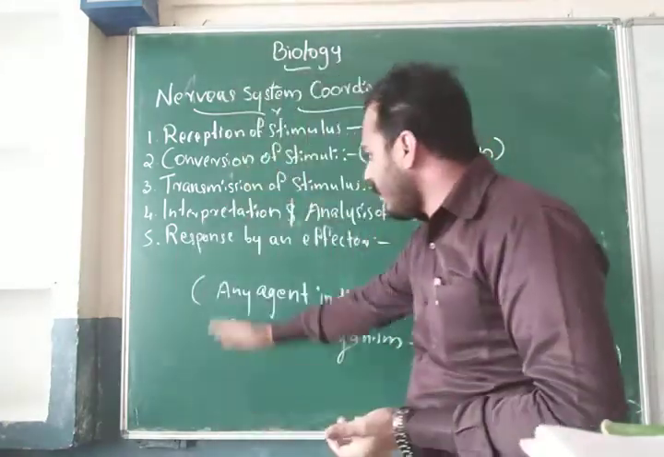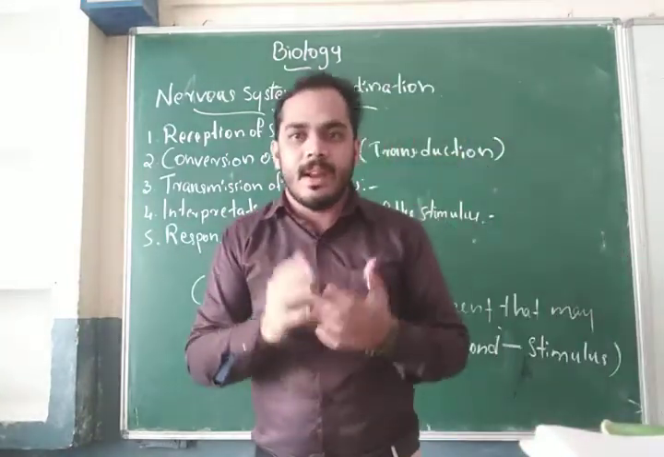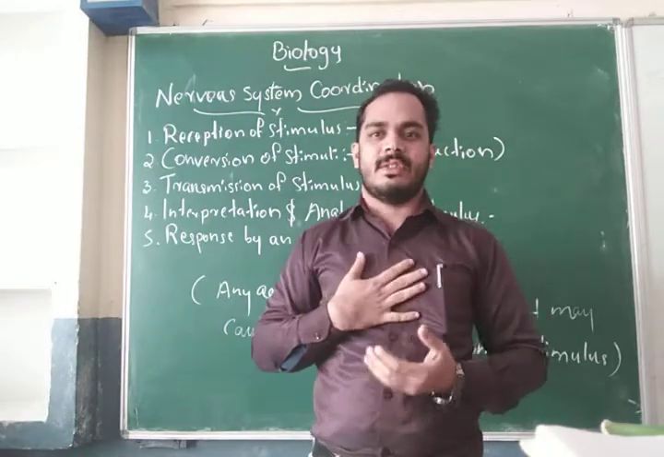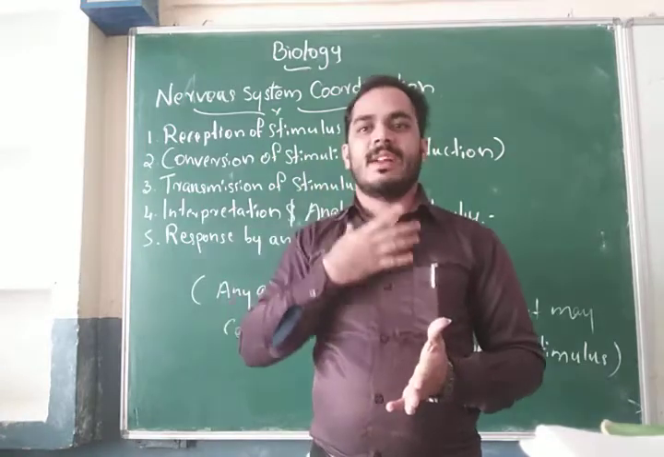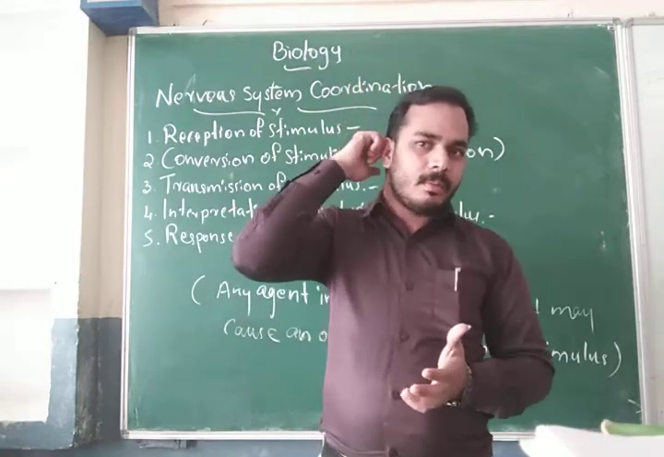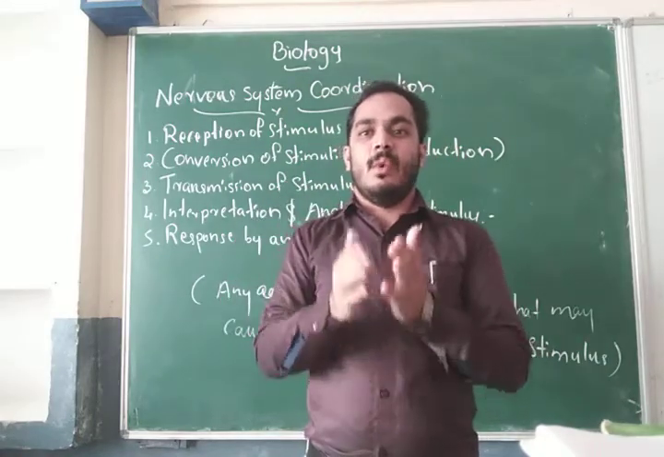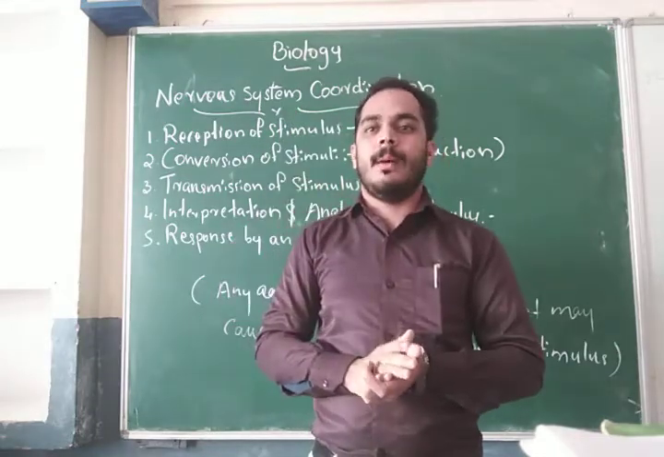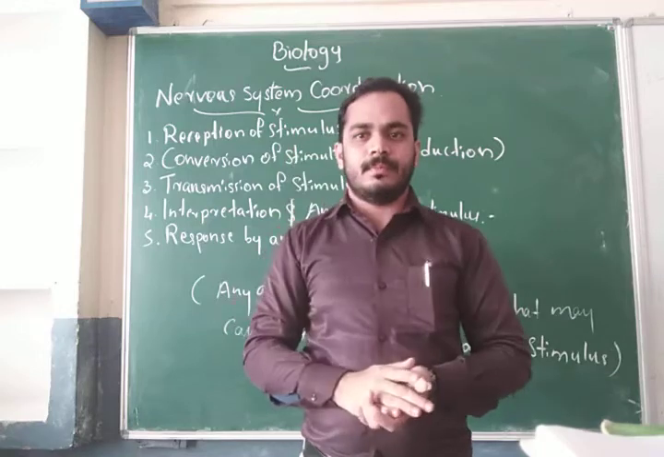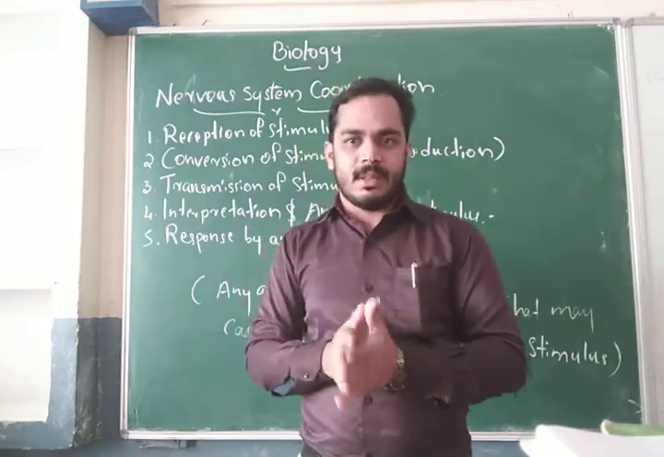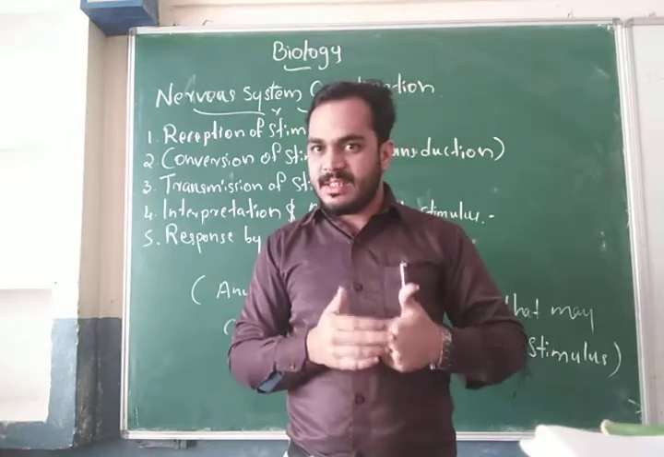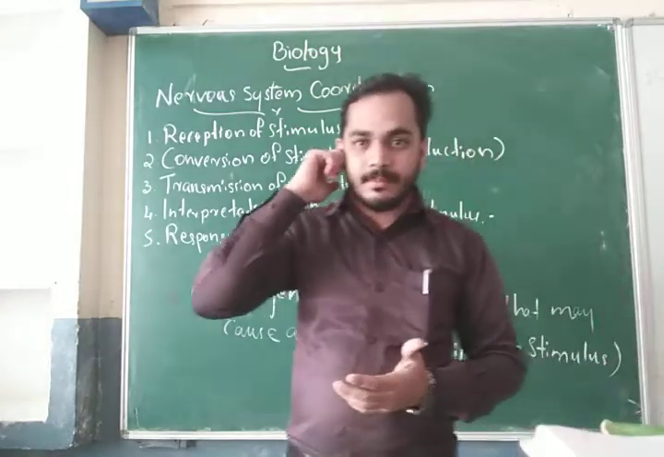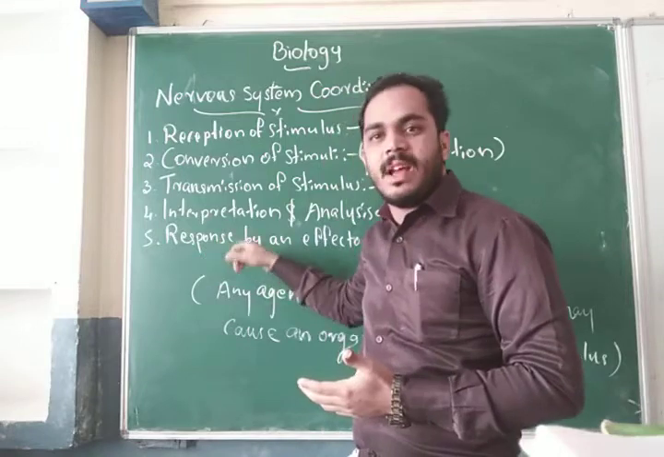And the last point, response by an effector. First, the stimulus comes towards the body and we receive the message. Some receptors help send the message to our brain. The brain takes the decision: which activity is there, which sound is that, and what is the message, and how to act in that situation. In the case of the dog barking towards the person, the brain decides whether to run or not. That decision is given by our brain. That is the response by the effector.